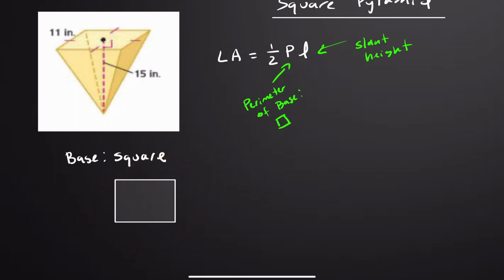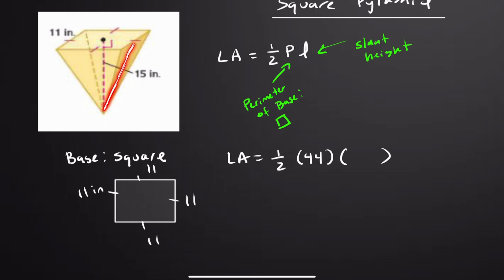Okay? So let's find the perimeter of the base, which is our square. As we can see over here, all the sides are congruent to each other, and we know that one of the side lengths of that square is 11. So 11 inches, if that side is 11, everything else is 11. So the perimeter of the base is 44. And then we're going to multiply that by our slant height, which we don't know yet. Again, this is our slant height.